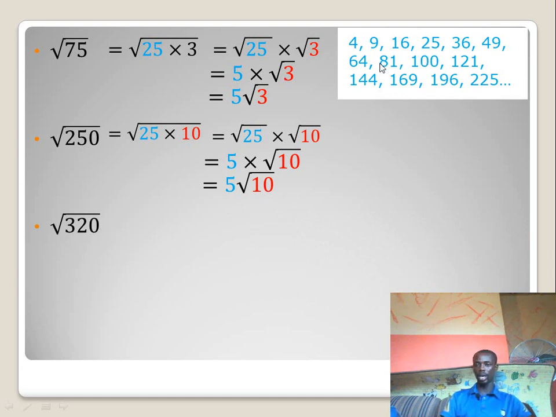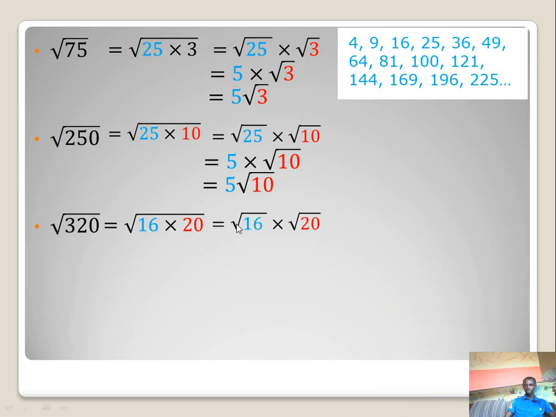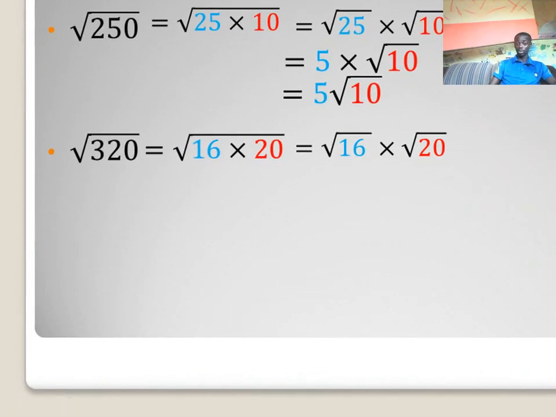Now I come here and I look for a number that is a factor of 320, and that is 16. Multiplying 16 by 20, I will have 320. Root 16 multiplied by root 20. From root 16, I'll be able to get 4. So that's going to be root 16 multiplied by root 20.